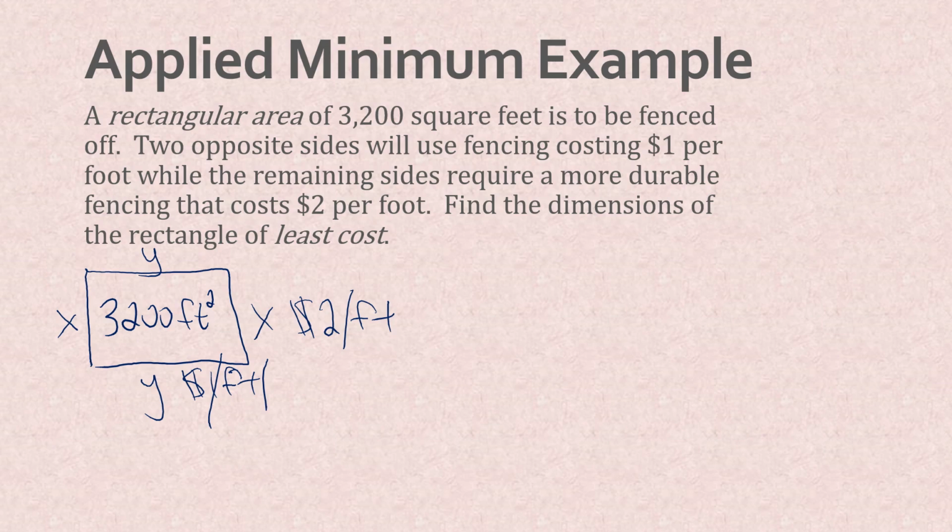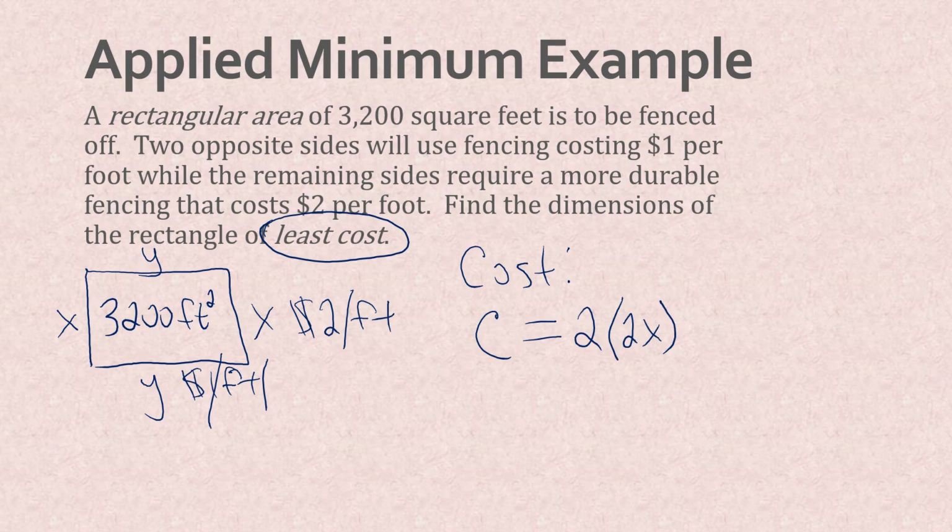So if we look, we want to try and minimize our costs. And so our cost is going to be the following. We will have paid $2 per foot for 2x feet of fencing, because there are two sides with length x, and we will pay $1 per foot with 2y feet of fencing, because there's two sides with length y. So this simplifies to 4x plus 2y.